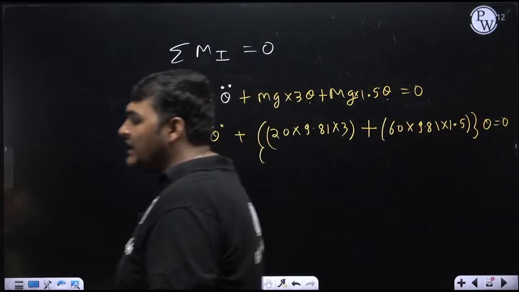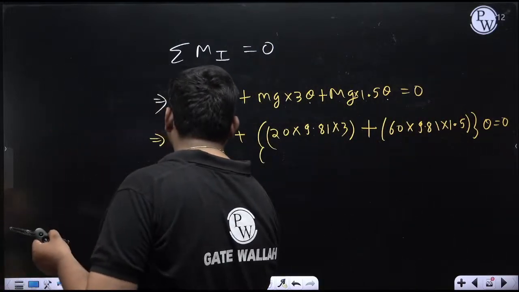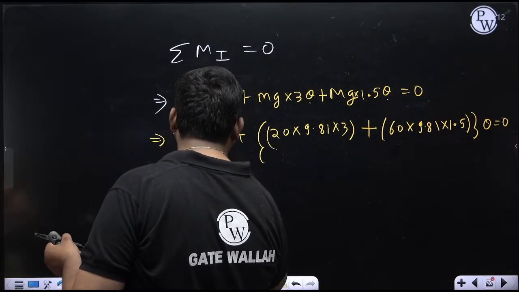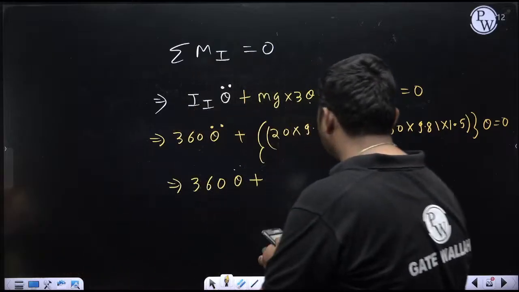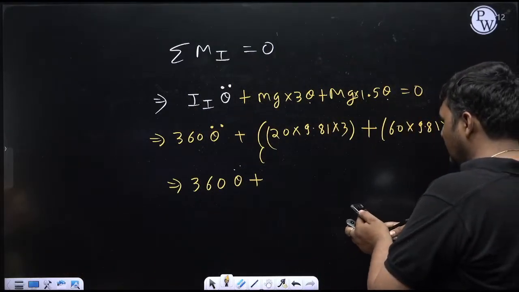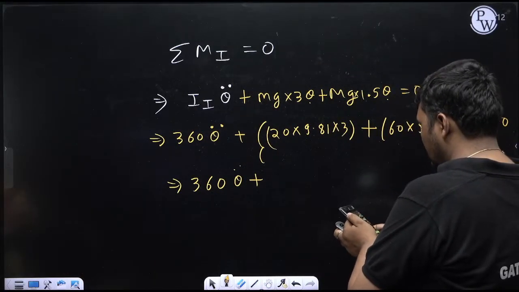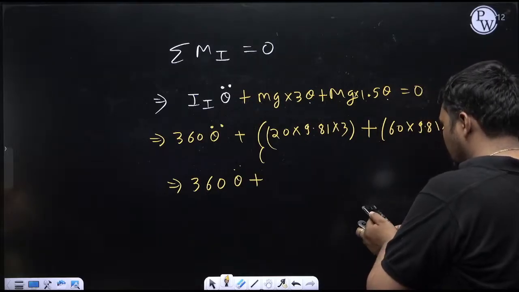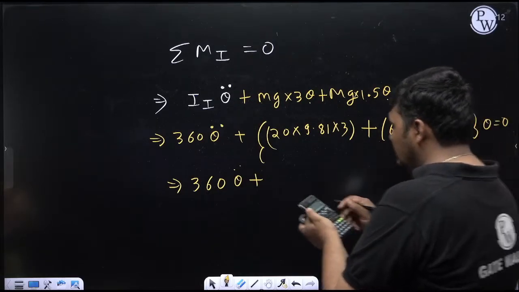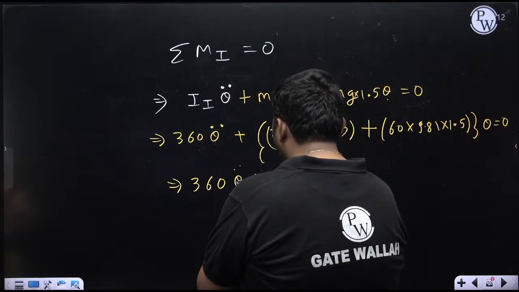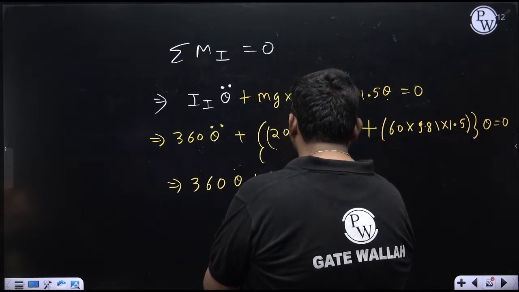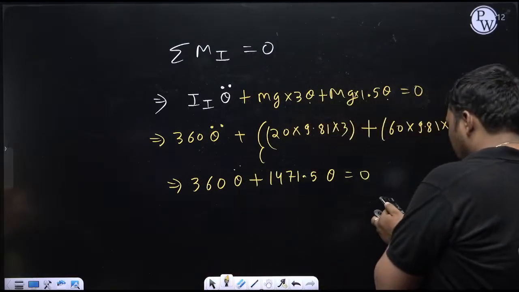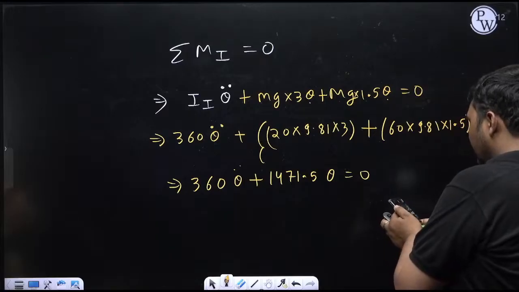Now you can see again it is coming in general form, like 360 theta double dot plus this part, plus 60, yes, this part is coming 1471.5 theta. Just check the calculation. If I am doing a calculation error, you can correct me.